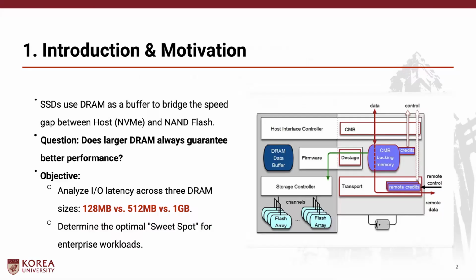As you know, modern SSDs utilize DRAM as a buffer to bridge the speed gap between the high-speed host and the slower NAND flash. We commonly assume that the bigger, the better when it comes to memory, but does this rule always apply to enterprise environments?